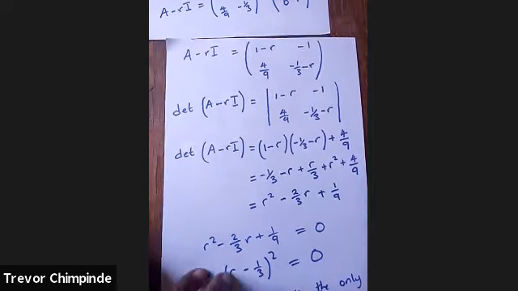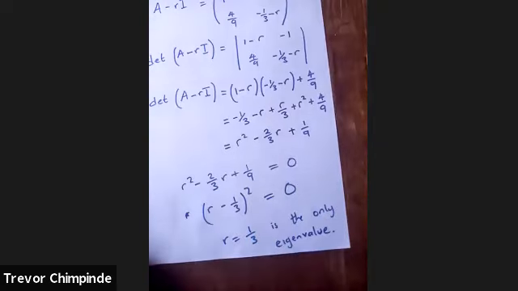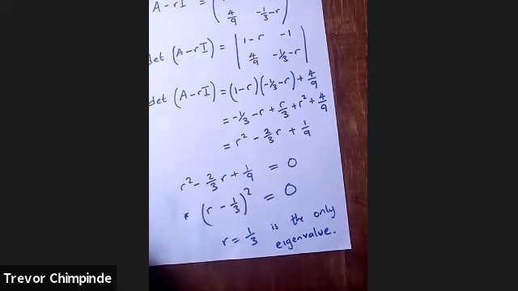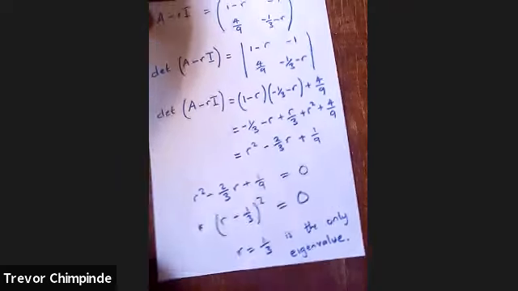So in this case, the characteristic equation gives us a double root or repeated eigenvalue. So we only have one. How do we solve for the eigenvector?